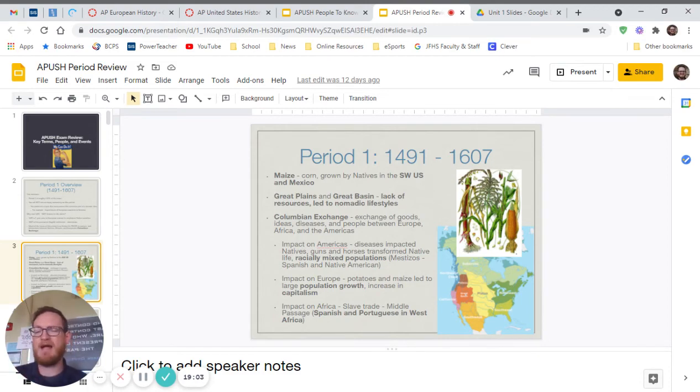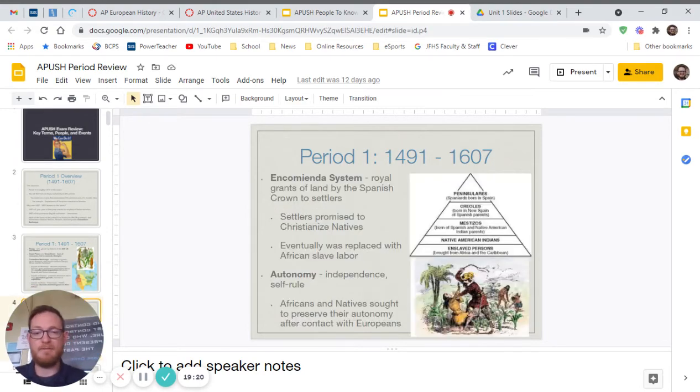So again, impact on Africa, not great, because you do have the slave trade as well as the horrors of the Middle Passage, which we talked a little bit about. But again, just a horrendous journey from Africa into the New World, one that saw a lot of death along the way.